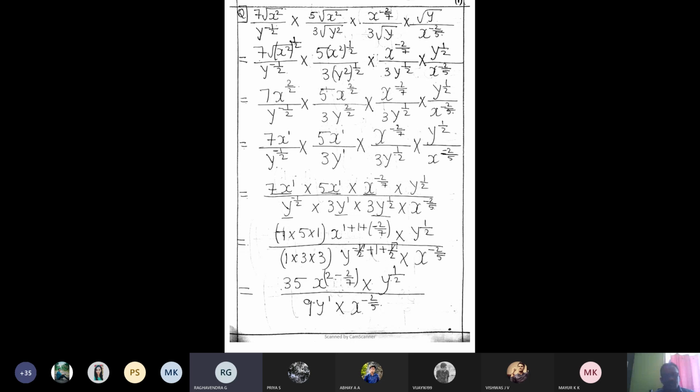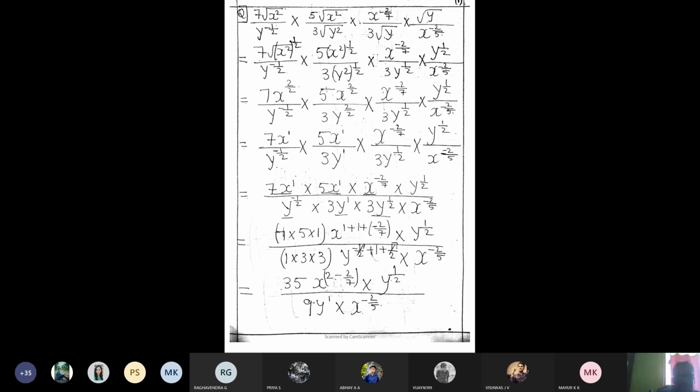Look here. Wherever there are constants, gather them all in one place and multiply. Multiply all constants. Multiply on constants. And after multiplying, you will get this 35.